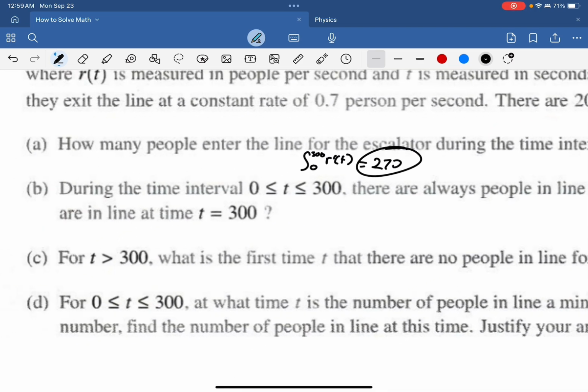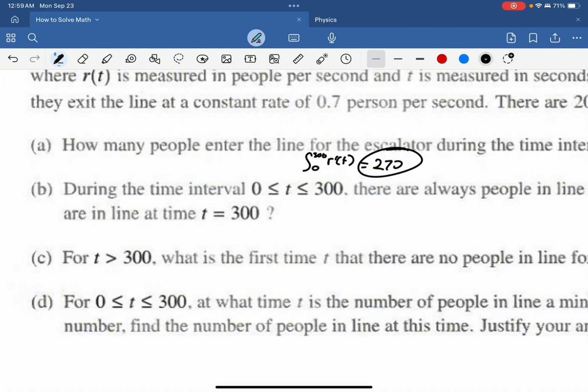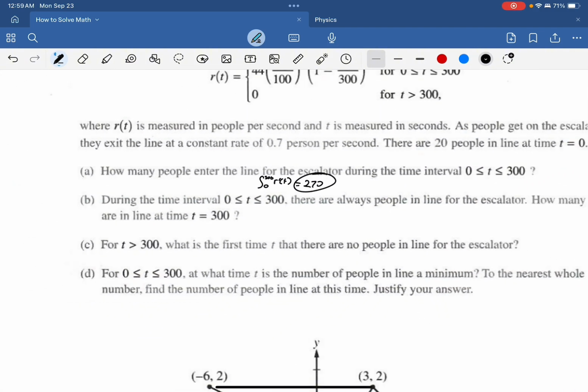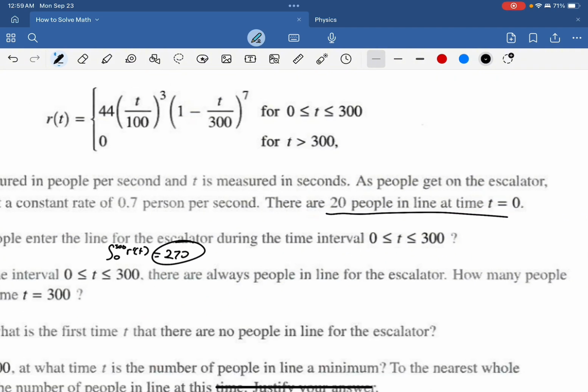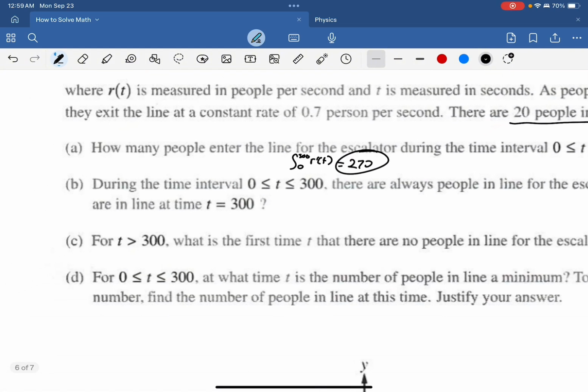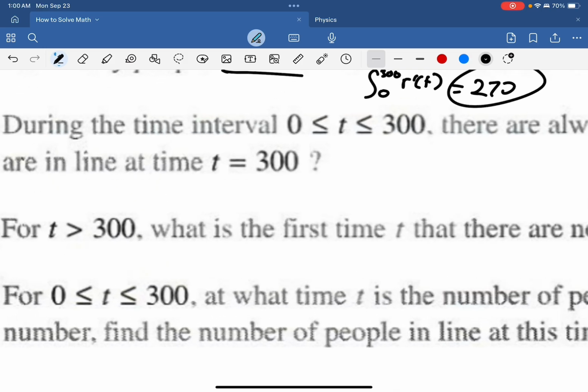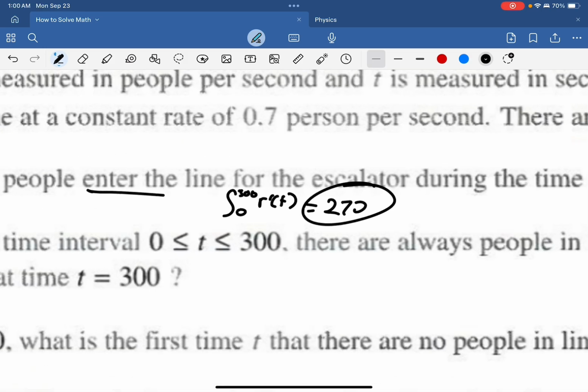Alright, for b, during the time interval 0 to 300, there are always people in line for the escalator. How many are in line at time t equals 300? First, in the problem here, we are given that 200 people are in line at time equals 0. I didn't add that to part A because it says how many people enter the line, not how many people are in the line. But now for here, we are going to have to add this.